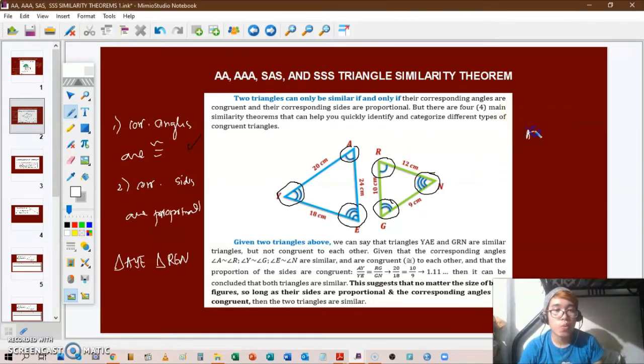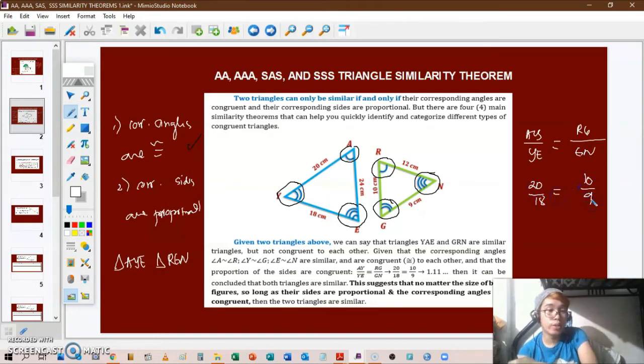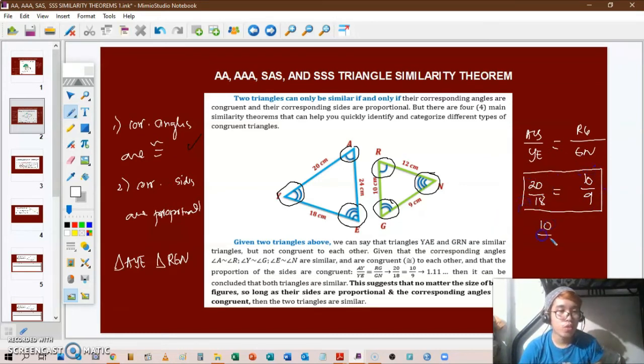That means AY over YE should be equal to RG over GN. So 20 over 18 should be equal to 10 over 9. And as we can see from this proportion, 10 over 9 is equal to 10 over 9. Therefore, the sides of these two triangles are proportional to each other, and triangles AYE and RGN must be similar triangles.